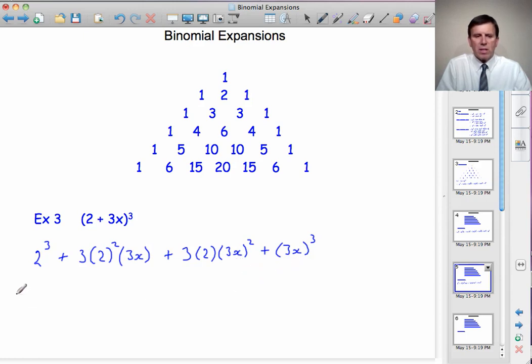And now we've got to simplify this. So 2 cubed is 8. Here we have 3 times 2 squared. 2 squared is 4, 3 fours are 12. Multiplied by another 3 is 36x. Plus, careful here, this is 3x all squared, which is 9x squared. So I've got 9 times 2 is 18, times 3 is 54. So I've got 54x squared. And finally, plus 3x cubed, 3 cubed is 27, so it's plus 27x cubed.